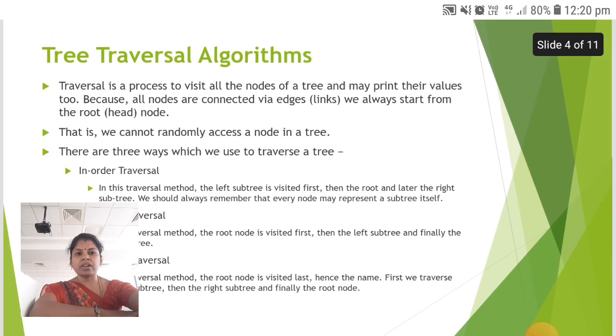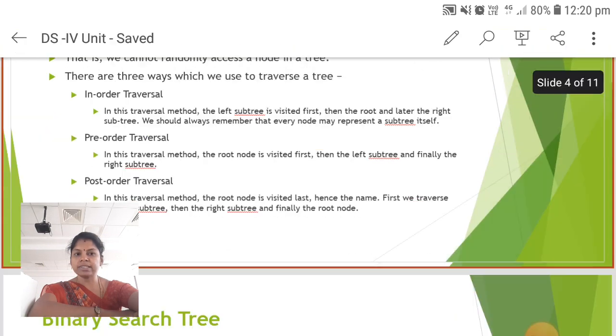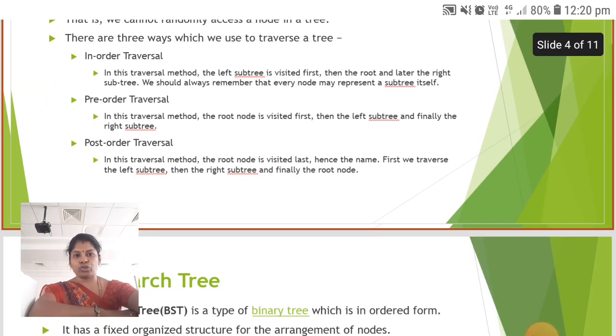The next is the tree traversal algorithm. Traversal is a process to visit all the nodes of a tree and may print their values too. Because all the nodes are connected via edges, we always start from the root node. So we cannot randomly access a node in a tree. There are three ways which we use to traverse a tree: in-order traversal, pre-order traversal, and post-order traversal.